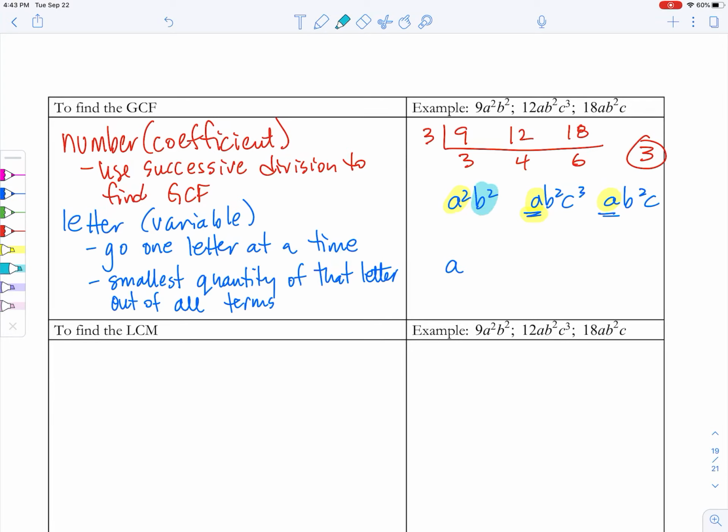Then if I look at the B's, I've got B squared, B squared, B squared. So B squared happens to be common to all of them. I can take that out. Then if I look at C's, there is no C in the first one. So the smallest that shows up is it doesn't show up at all. So I can't include C in my GCF. So I've got the number 3 from before, and I've got AB squared as well. So my GCF is going to be 3AB squared.